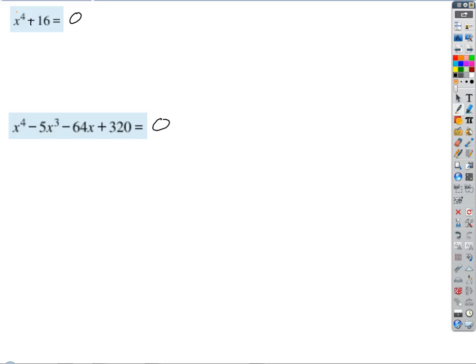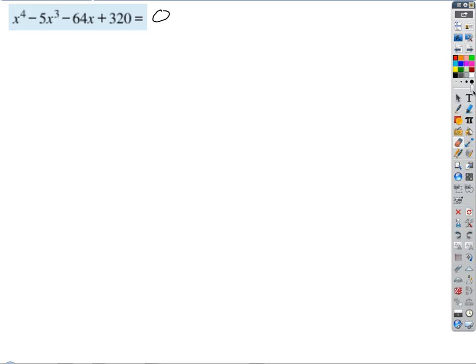Okay, we're going to factor by grouping. What do we always want to try to do first, regardless of how many terms there are? See if there's a greatest common factor. Is there? No. There is not. Okay, so we can just move on. So we'll factor by grouping.